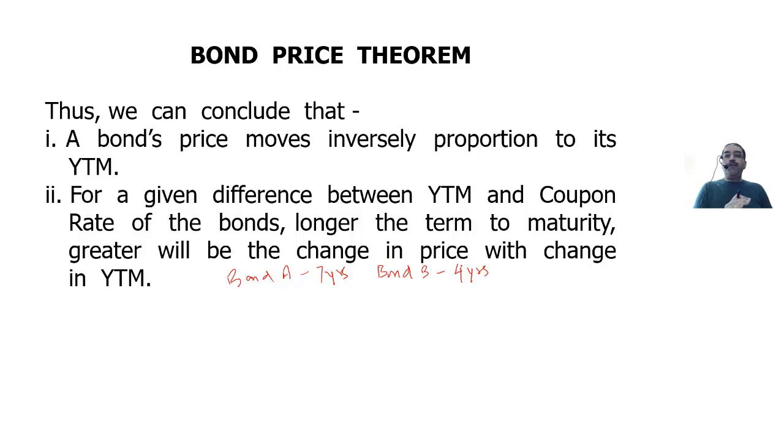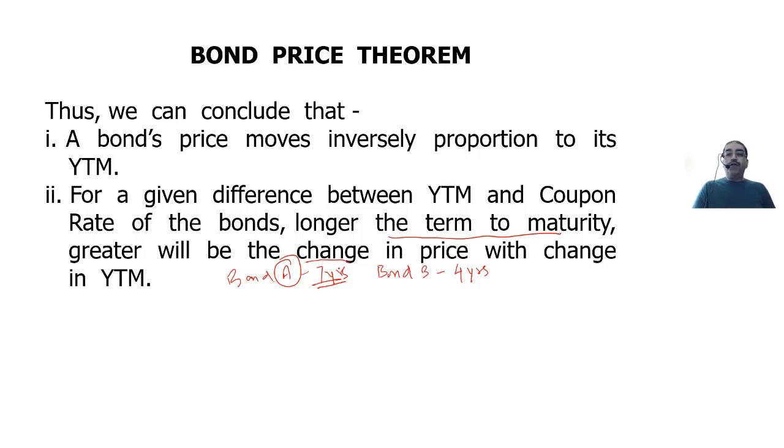YTM increases, the price of the bond will decrease, but the change in price of the bond with longer term to maturity will be greater. That means the decrease in the price will affect bond A more than bond B. Why? Because bond A is for a longer period of time, 7 years, while bond B is only for 4 years. So the bond having the longer term to maturity will be affected more by the change in YTM.